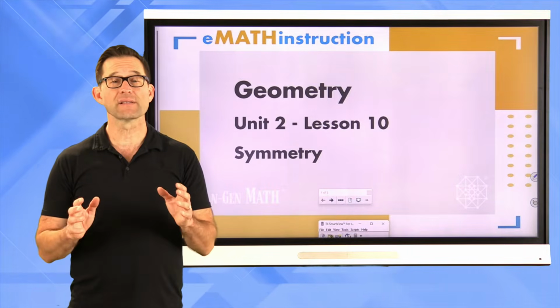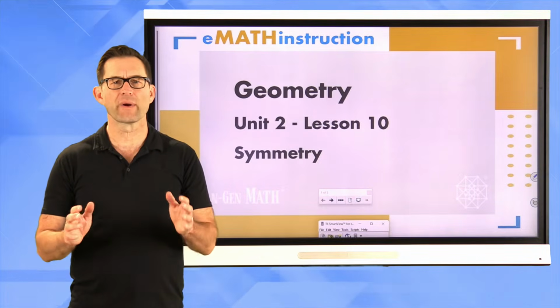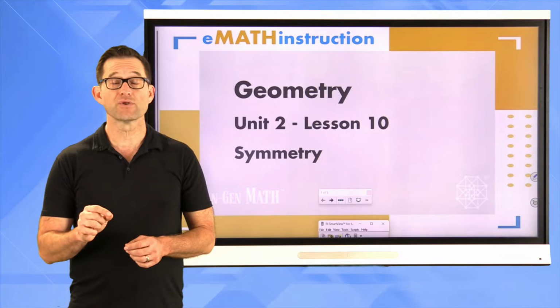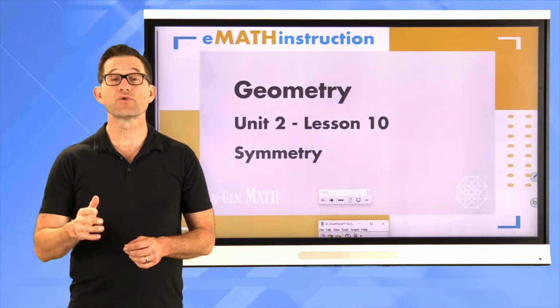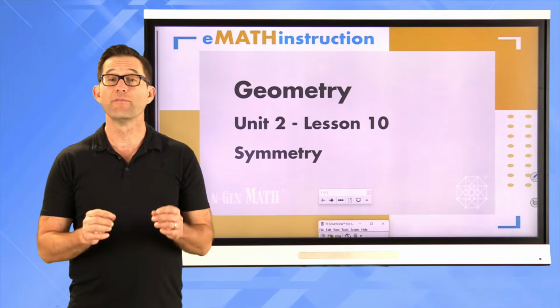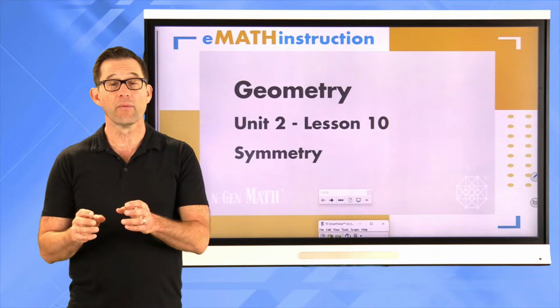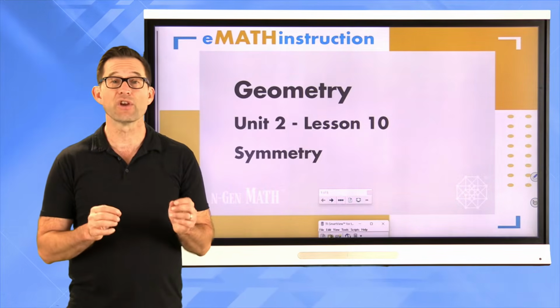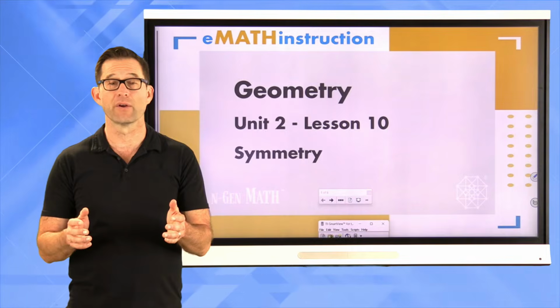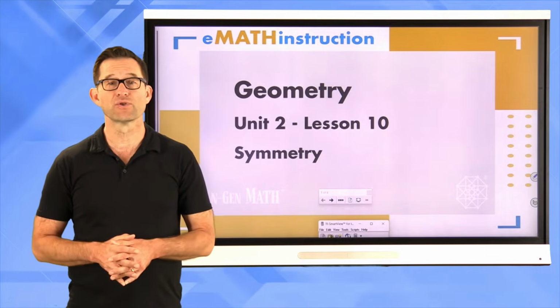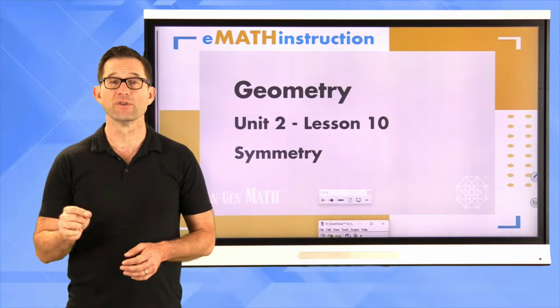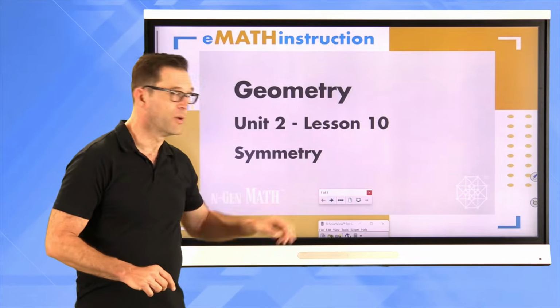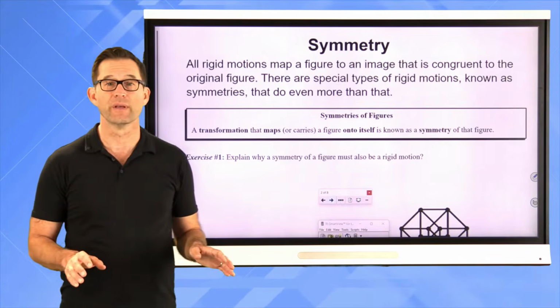This is our last lesson in Unit 2, which has been all about transformations and where we've concentrated on rigid motions, right? Those are transformations that preserve both length and angle measurement, which means they preserve the shape and the size of a particular figure. Now today we'll be talking about symmetry, which are very special types of rigid motions. Let's get right into it and figure out what the definition of symmetry is.